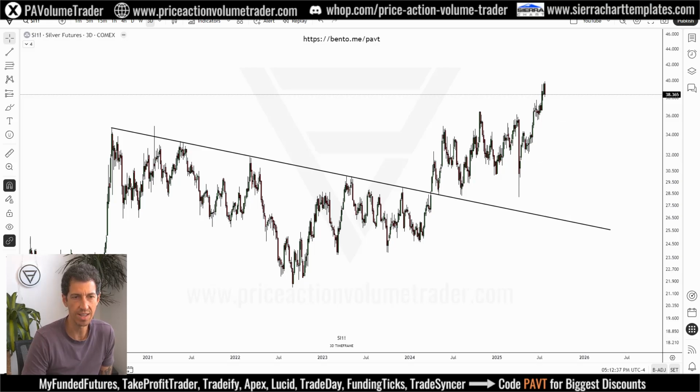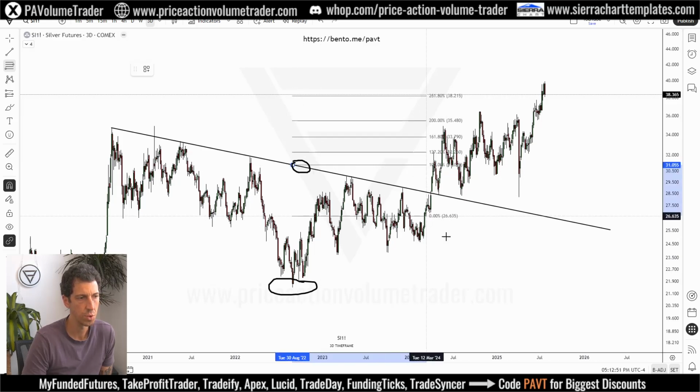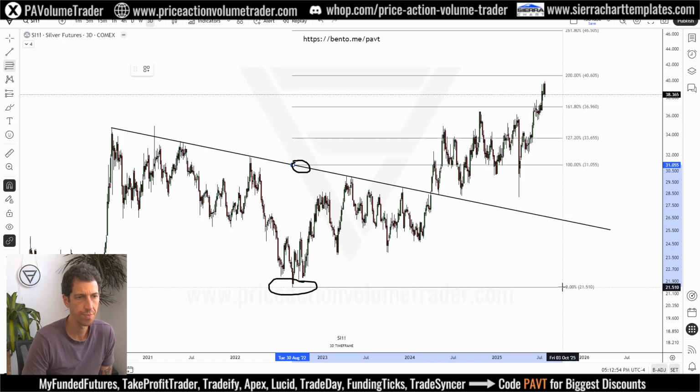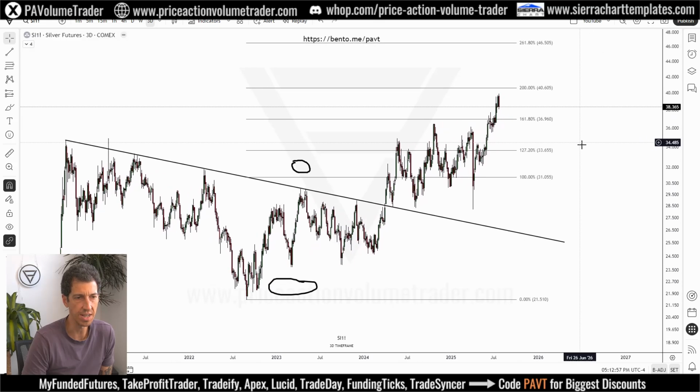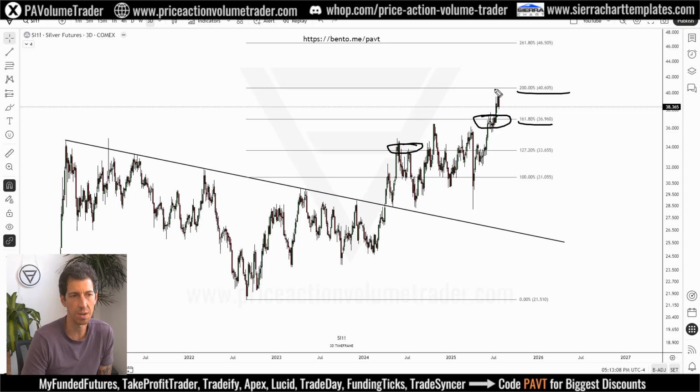So we can take the measurement from the lowest low to the trend line point connecting up. So we would take our Fibonacci, going from the trend line to the lowest point. And you can see in this case, we already hit 127.20. We just recently hit 161.80. So now 200% is going to be the next target here at 40.605. Okay, so as you can see, this applies on any time frame, any instrument.